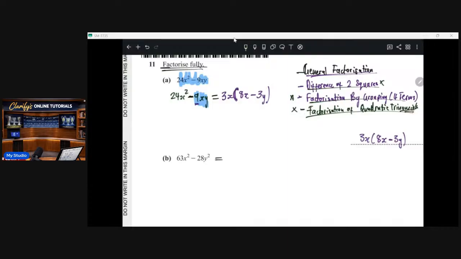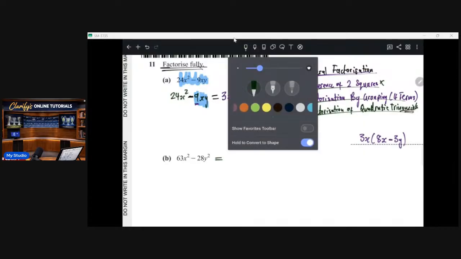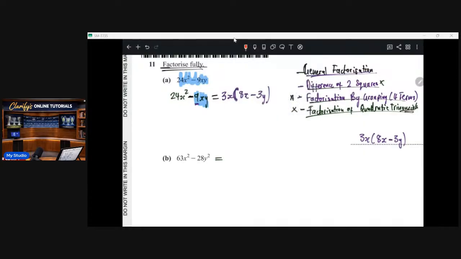How do you do general factorization? Do you do abracadabra? No. You do it in steps. Are you sure? Yes, you do it in steps, sir. General factorization, you want to do it in steps? Are you sure? Yes, sir. You must be sure.